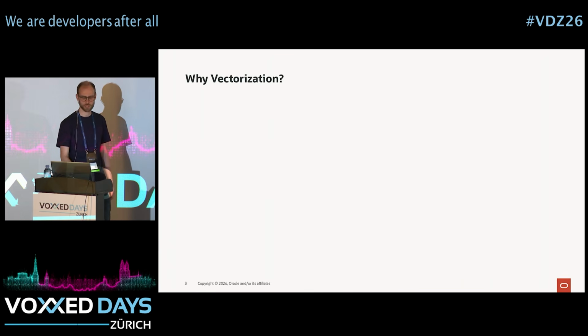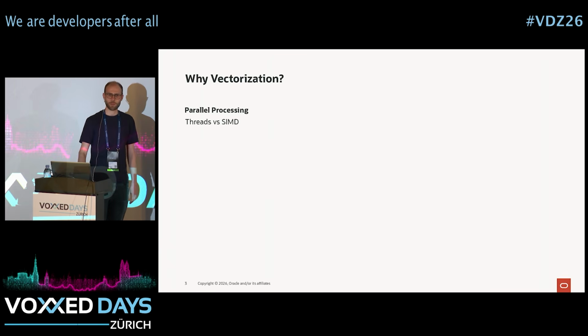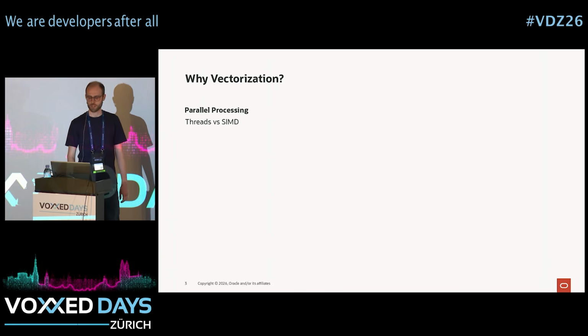Okay, why vectorization? Well, it's really about parallel processing, and we've heard about parallel processing in all sorts of ways. Some of the talks have talked about Loom, about parallel threads and virtual threads. But really, we would like to get everything that we can even out of a single CPU, and that's where SIMD vectorization is really key.